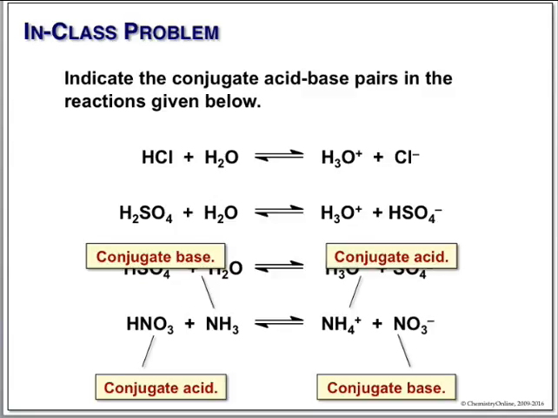Now you could do the same thing with all this. We say hydronium is the acid, chloride would be the base, and go backwards. So these things go both directions, and you could use the definitions in both directions. Just remember, acid donates a proton, and it forms the conjugate base.